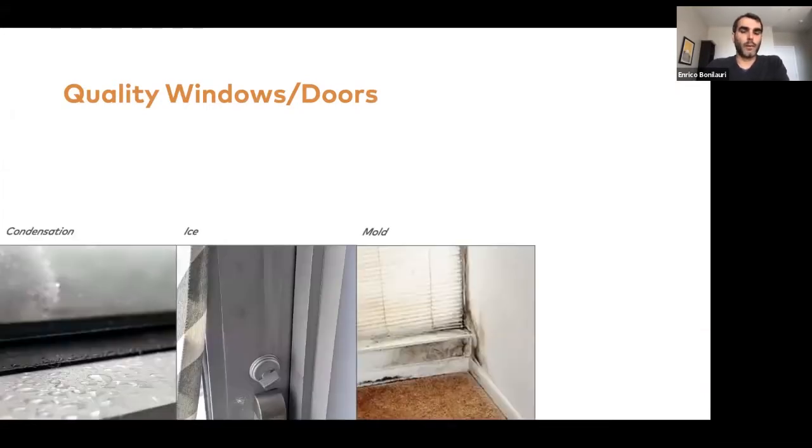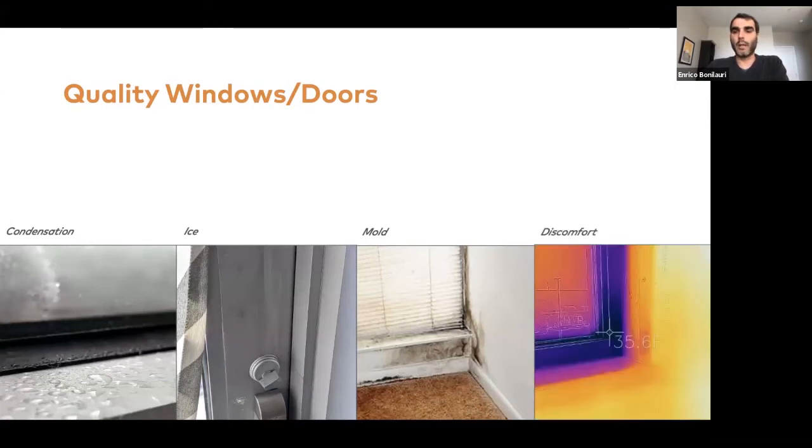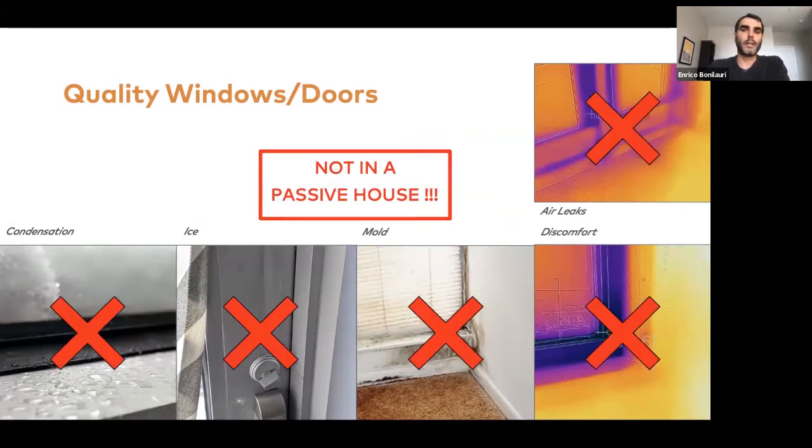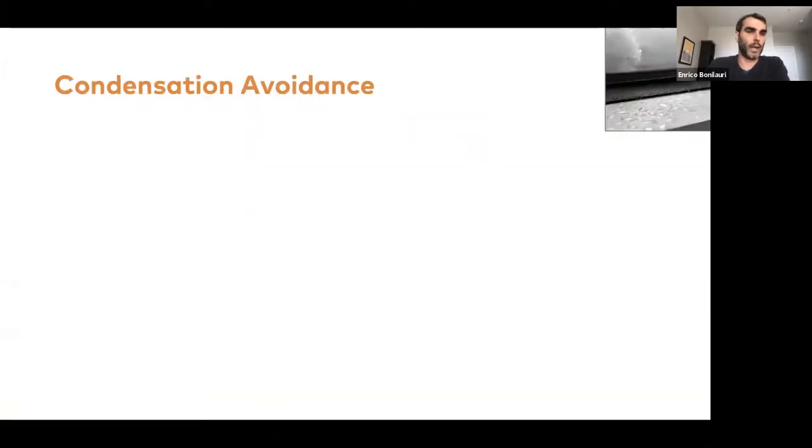There are different failures associated with windows and doors, including condensation, ice, mold, thermal discomfort, and air leakage. And none of these are suitable for a passive house. There are actually a few criteria that windows and doors are required to meet in order for the building to be called a passive house. And you want to ask yourself, other than the passive house goal, is any of these failures suitable and good for any type of building? Like if I have condensation and ice, is that good for the building? Because code still allows you to have this kind of damage. We're going to see that today.